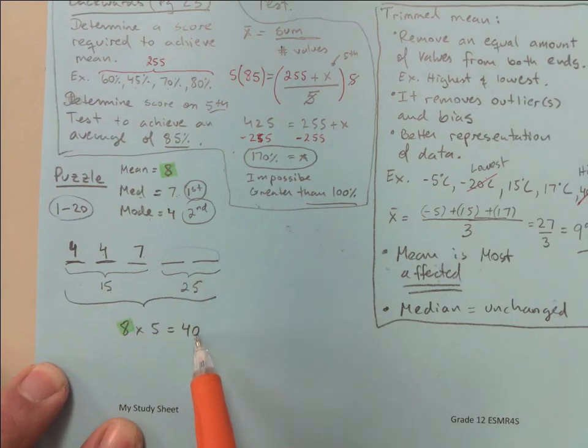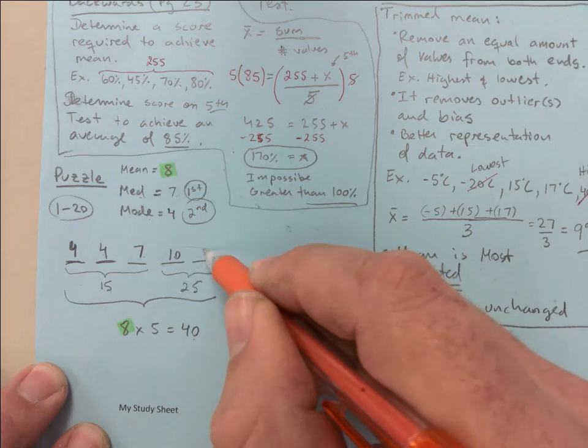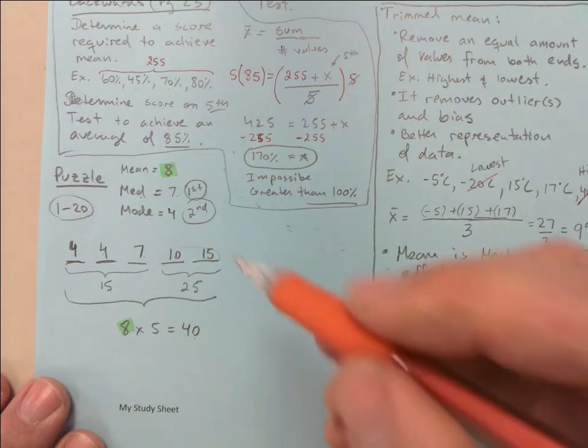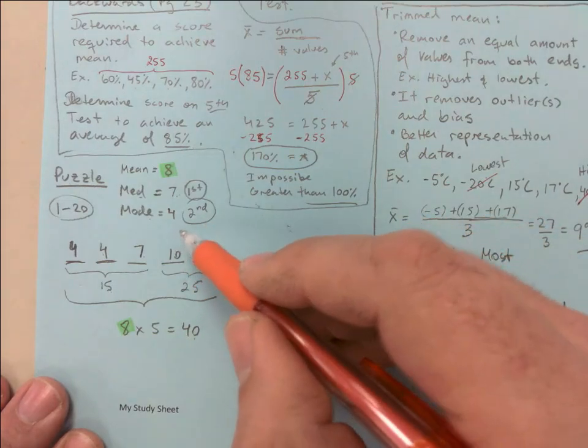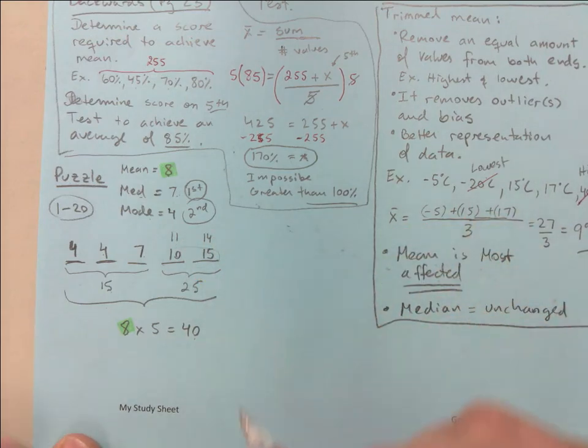Adds up to 40. So now you have to do a little bit of puzzling. Okay? So you can go 10 and 15 if you want. You can go 11 and 14. So there are options. Okay, there are options to get that done. As long as it adds up to 25, you're fine.